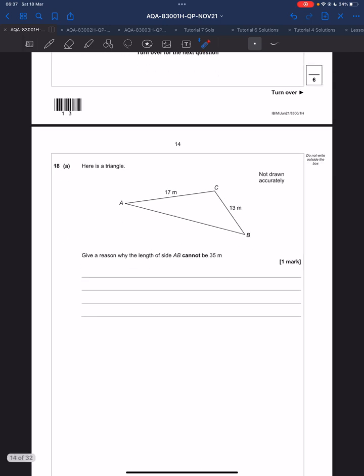Here's a triangle. Give a reason why the side AB cannot be 35. Well, you think about this as walking direct routes from A to B. If you go via C, it's automatically going to be longer than going directly to B. Because if you go via C, you do 17 plus 13, which is 30 metres. So the direct route can't possibly be more than 30 metres. A to C plus C to B is 17 plus 13, which is 30 metres. Okay.